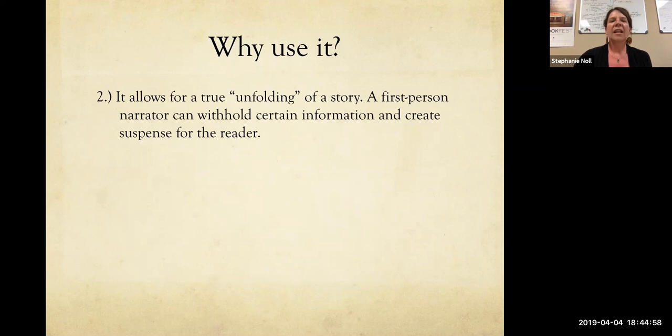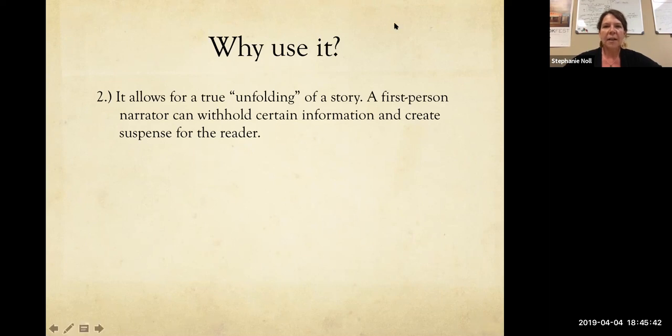Okay. Another reason to use the first person point of view, I say, is that it allows for a true unfolding of a story. So the first person narrator can withhold certain information and create suspense, right? So as the reader, you are experiencing, that's the idea, right? Like you're experiencing the story as the narrator is experiencing it, and whatever they know, you're going to know, right? I can see some examples where maybe you have a first person narrator who's withholding information, but it still feels like the reader would be in the know. Okay.